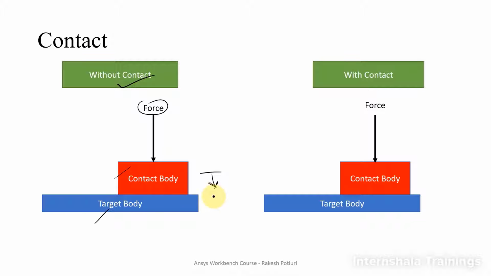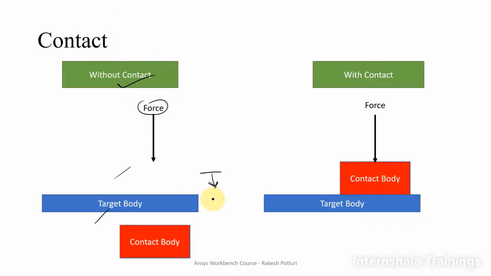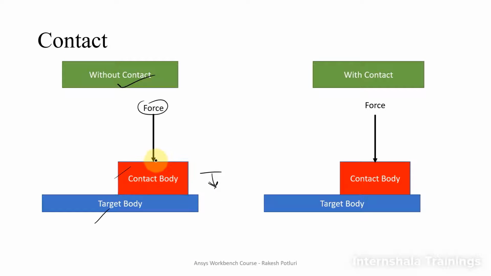If I show you what is happening without contact, this particular contact body, when I apply the force in the downward direction, goes inside the target body and returns back. Is it physically possible that a solid element can penetrate into another element and come back as if it is not even present? No. So in order to simulate the physical interaction between objects, you have to define contact.